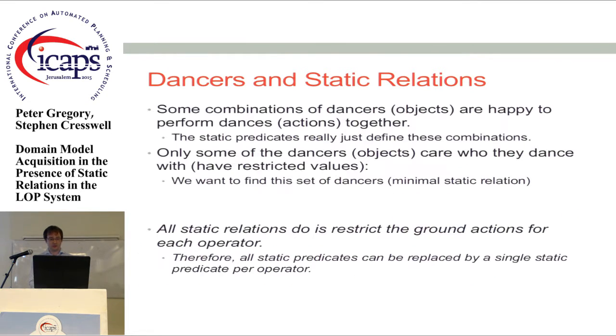So the thing at the bottom is what we want to really be thinking about. So all static relations really do is restrict the combinations of ground actions that we're allowed for each operator. Therefore, all of the statics that we might define in the problem in terms of this kind of semantic way, like the road map, the path map, the things that are in lines, we can say every operator has a static predicate, and that static predicate has to define the ground operators that are admissible for that operator.